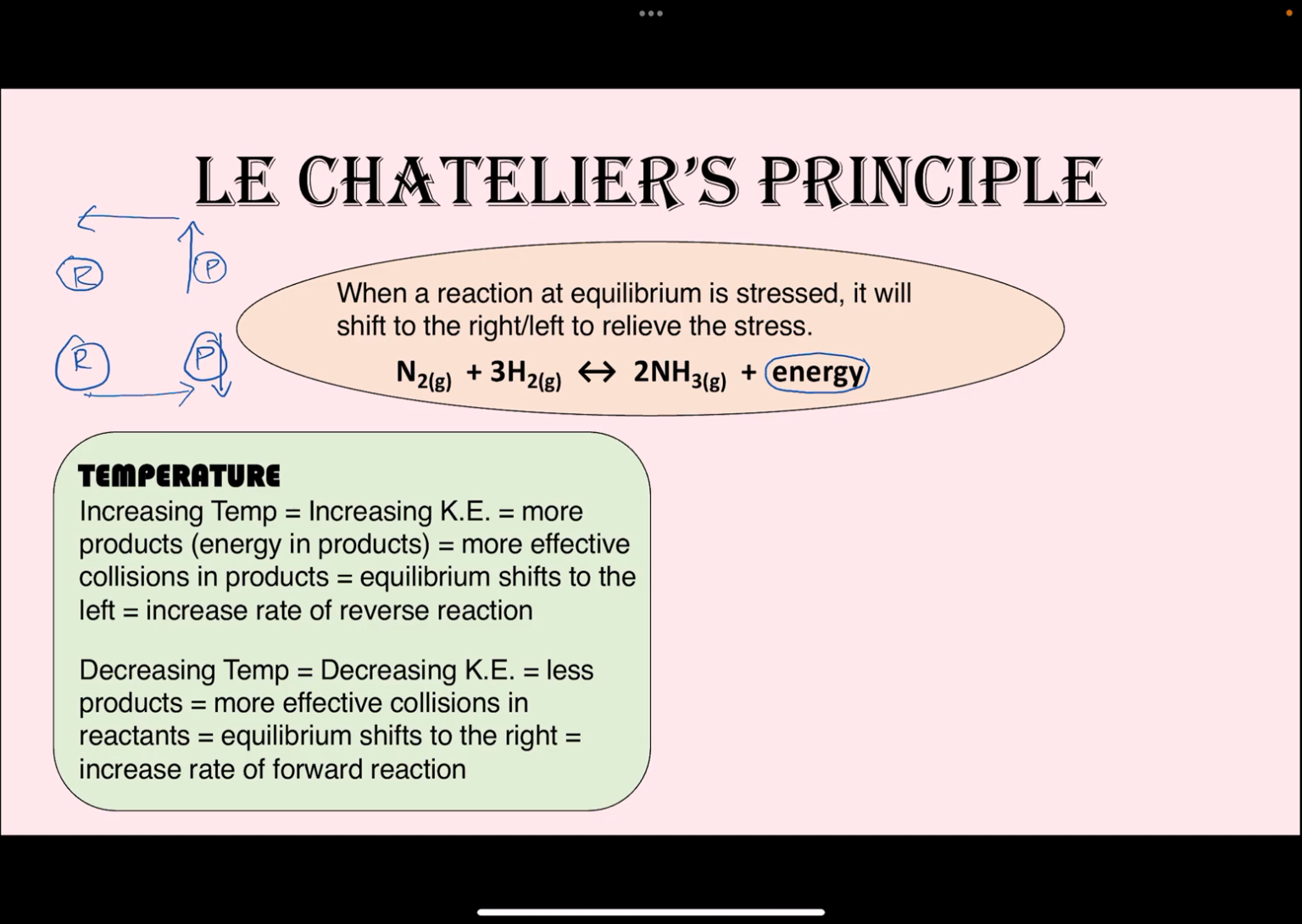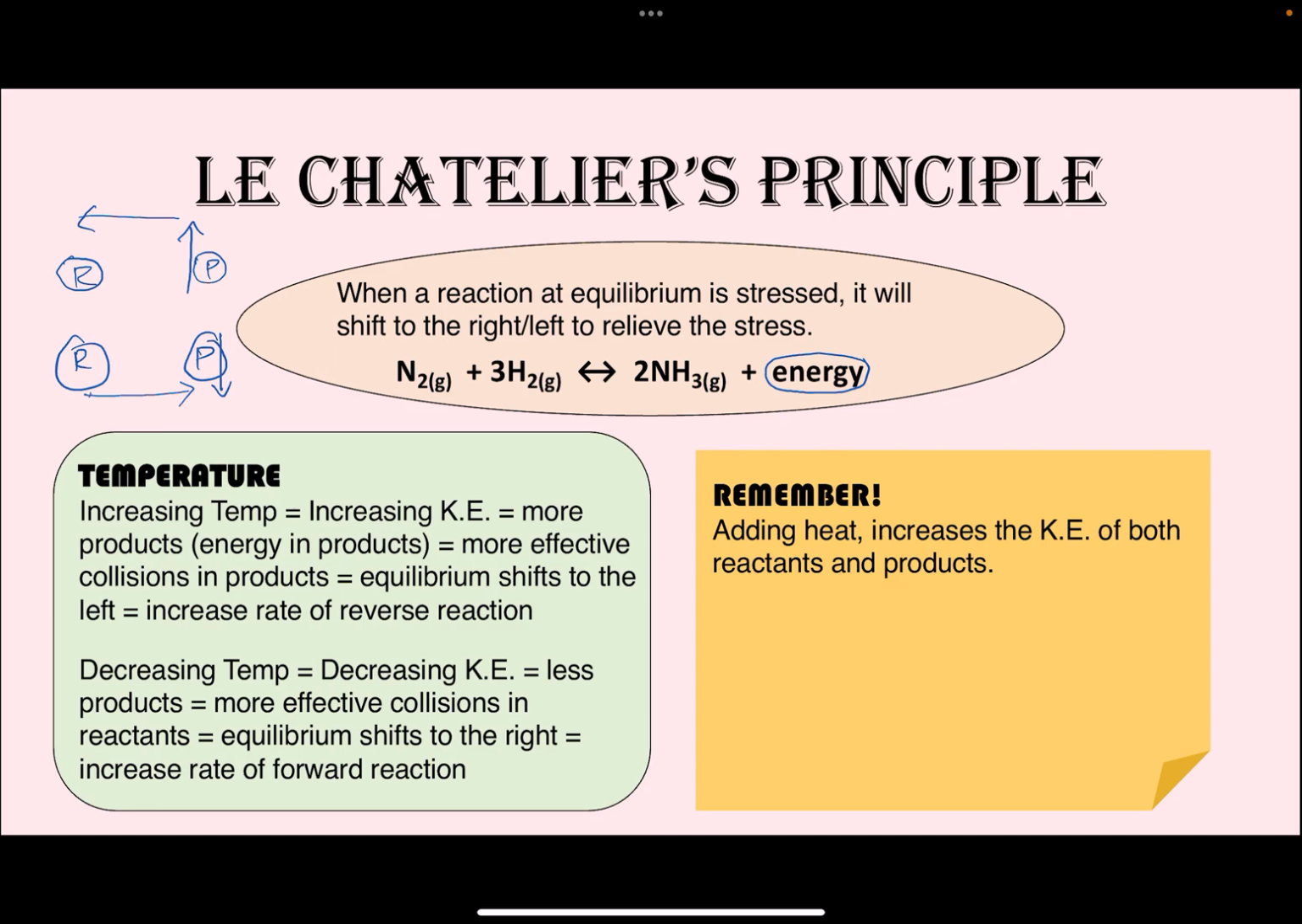But it's also very important to understand a very, very key concept here. That key concept is that when we are adding heat, it is going to increase the kinetic energy of all the particles, whether they are on the reactant side or the product side. However, we have to keep in mind what type of reaction the forward reaction is and what type the reverse reaction is in terms of heat. Heat is going to increase the rate of both reactions, both forward and reverse.